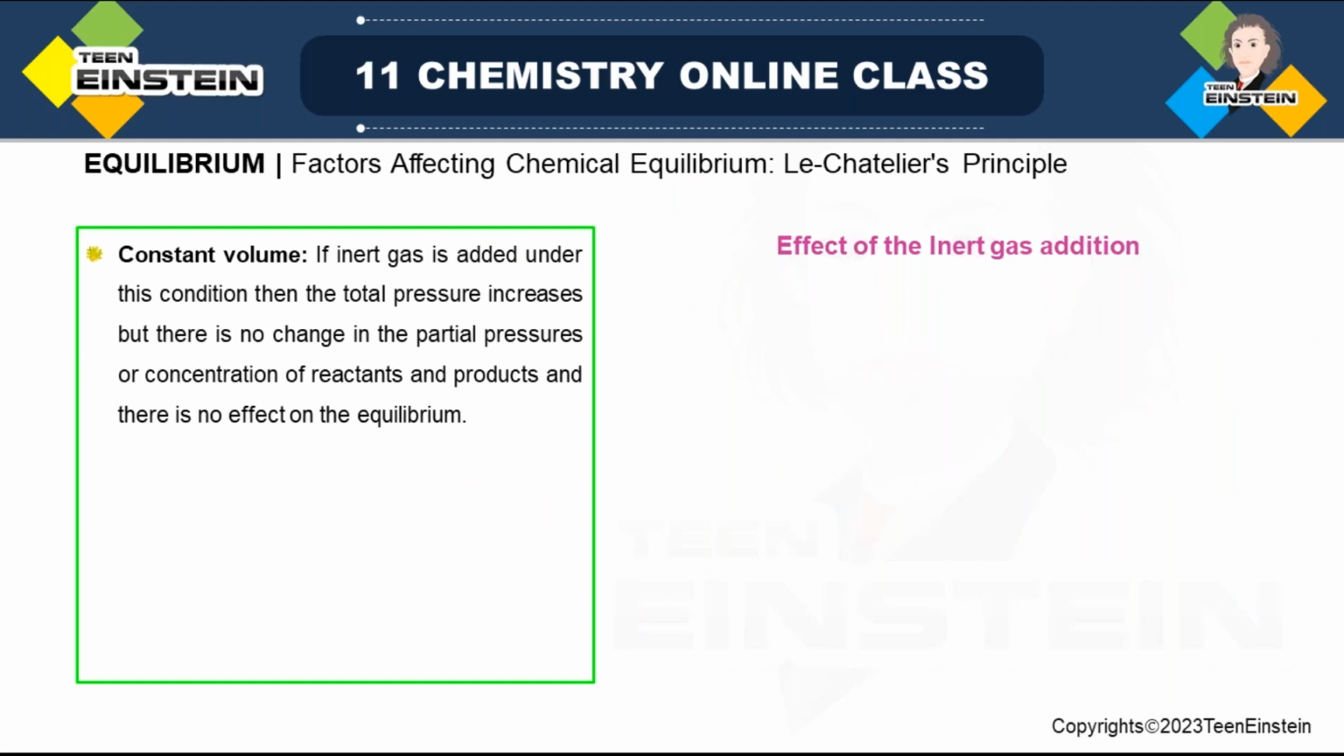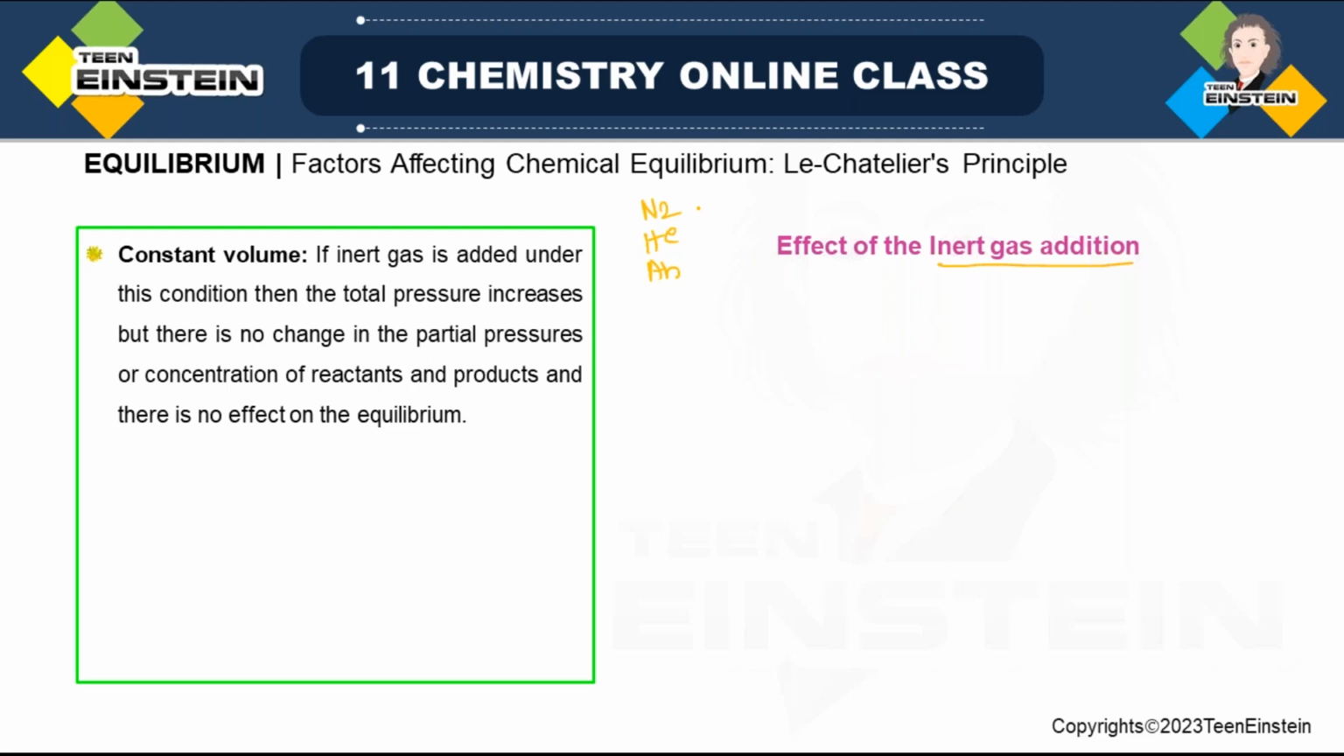Next effect we will discuss, effect of inert gas addition. Inert gas may be helium, it may be argon, the noble gases I'm talking about. It may be nitrogen also. Though it is not a noble gas, nitrogen is a very unreactive type of gas, so that also you can consider. So inert gas means the gas you are adding which will not react with the species involved in the reaction.